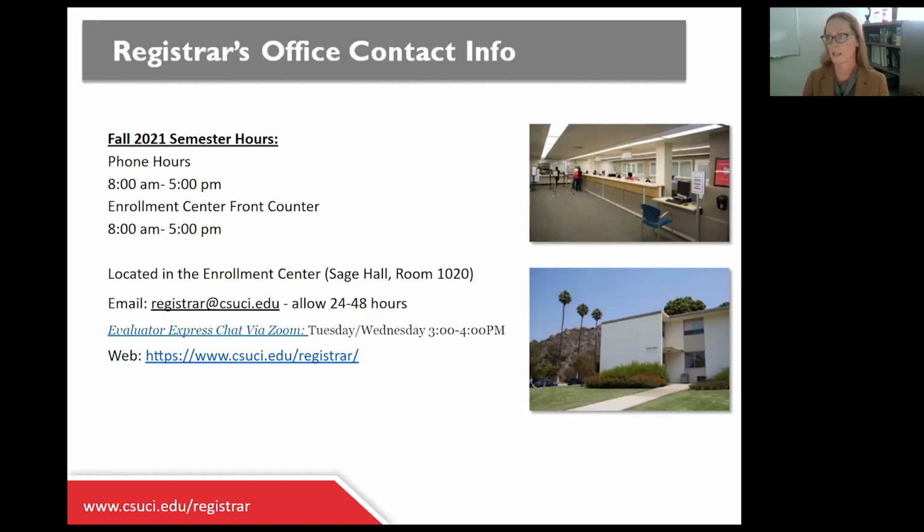So I'll go ahead and add the link to our forms library. And again, if you need to do anything to your record, the majority of our forms, if not all of our forms, will be housed there.